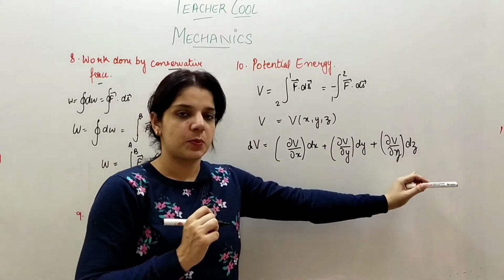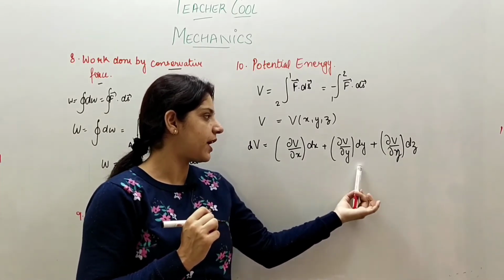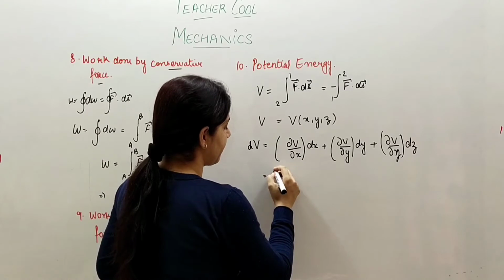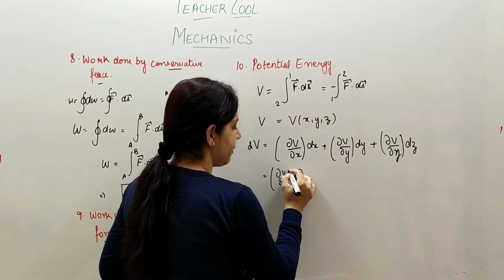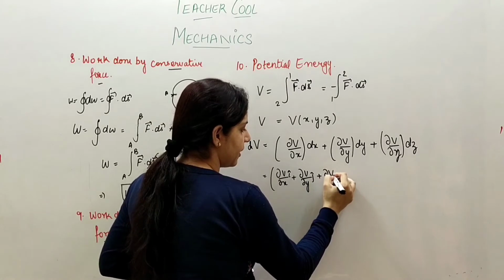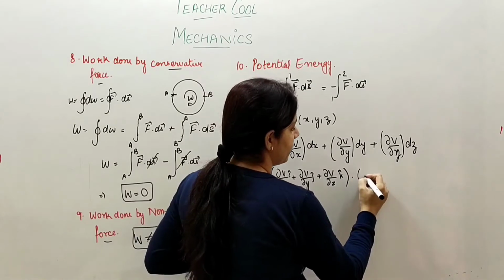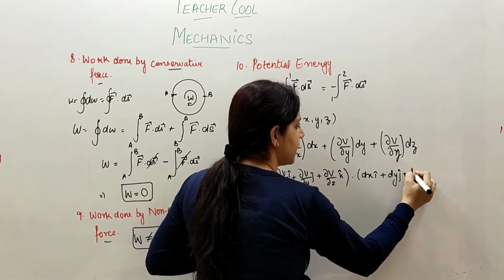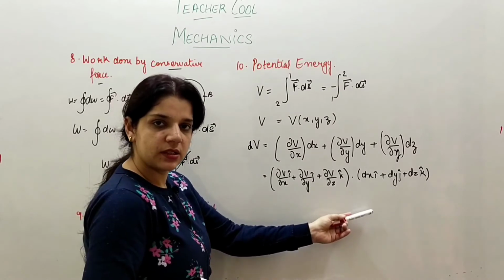Now if I break this expression, we can clearly see a dot product, the x component with x, y with y, z with z. So if I break it separately, I'll get (del V by del x i cap plus del V by del y j cap plus del V by del z k cap) dot product (dx i cap plus dy j cap plus dz k cap). This is very clearly we can see.